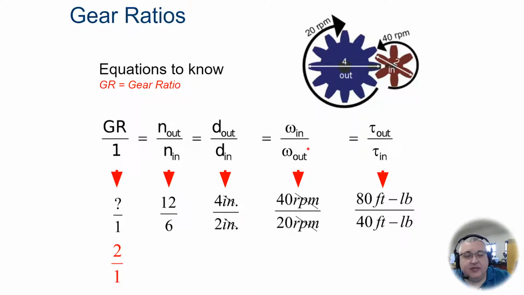Please remember that gear ratios, just like mechanical advantage, are unitless. Unitless, they do not have units. Inches divided by inches, cancel. Revolutions per minute over revolutions per minute, cancel. Foot-pounds over foot-pounds, cancel. Those units cancel, so you're left unitless. It's not 2 inches, it's not 2 RPM, it's not 2 foot-pounds, it's just 2 to 1.